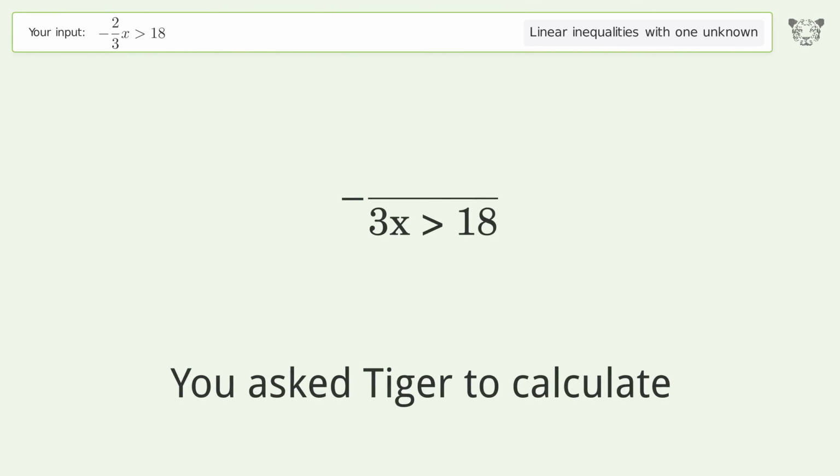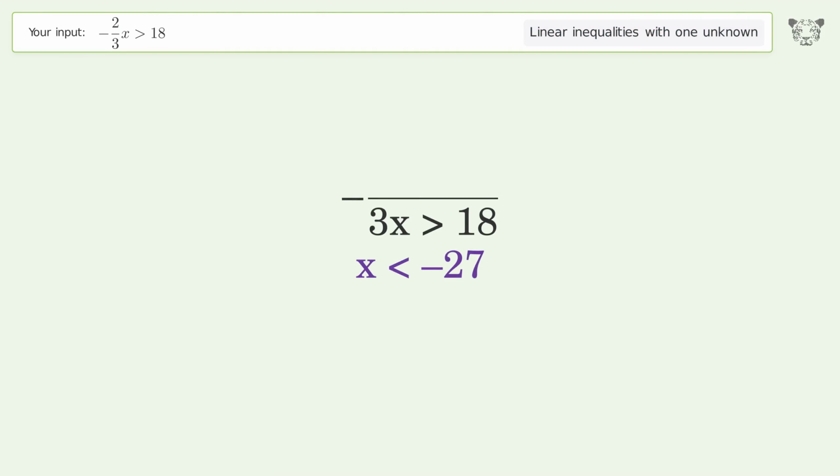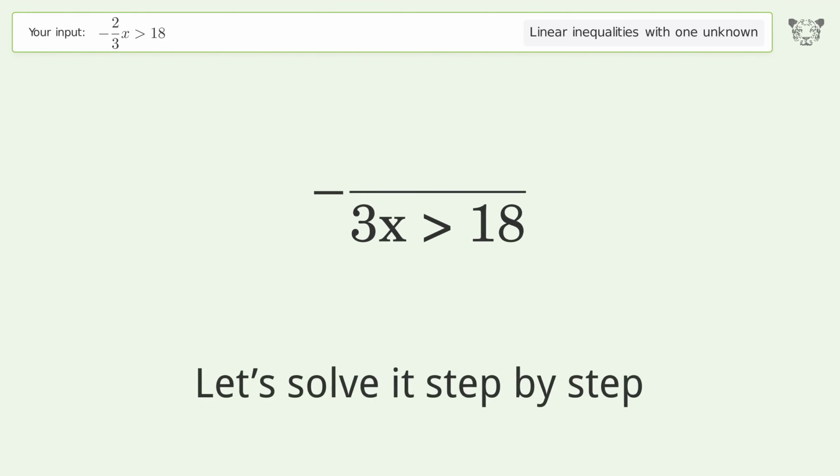You ask Tiger to calculate. This deals with linear inequalities with one unknown. The final result is x smaller than negative 27. Let's solve it step by step.